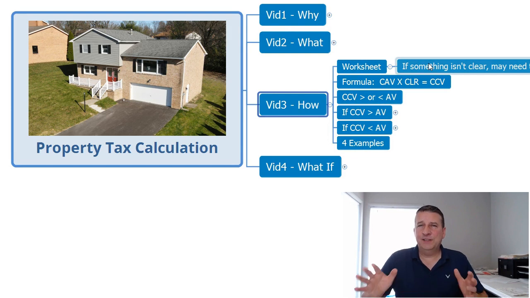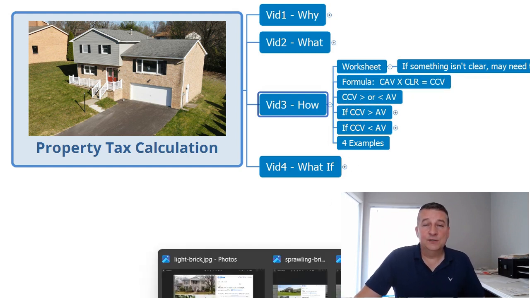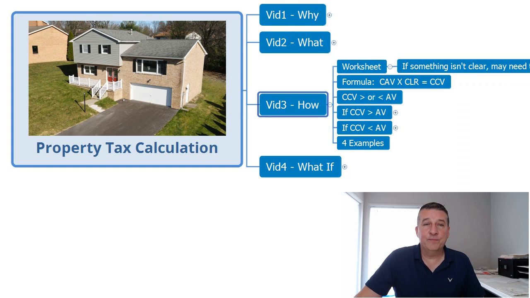And if you jumped right to this video so you get right to the goods, I understand that. But if you need to go back to video number 2 to talk a little bit more about where to locate things such as the common level ratio and the county assessed value, that'll be back in video number 2. But for right now, we're going to follow through this worksheet, and then we have the 4 examples. So let me go ahead and switch over here to the worksheet.